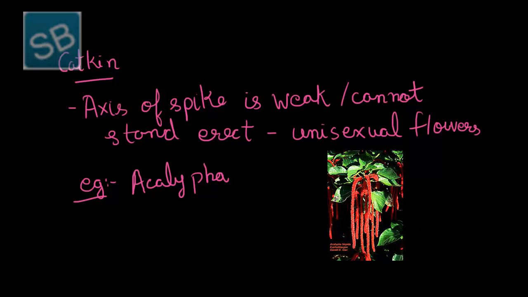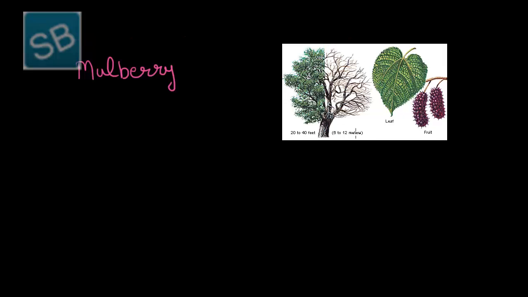As it can be seen from the figure, in this type of flower, the peduncle or the axis of the spike is weak and acts climbing in nature. Moreover, it possesses unisexual flowers. The second example is mulberry. Mulberry is the second example of the catkin inflorescence. As it can be seen from the figure, the peduncle is weak and thereby the flowers exist in unisexual manner. Thus, this type of inflorescence is known as catkin.